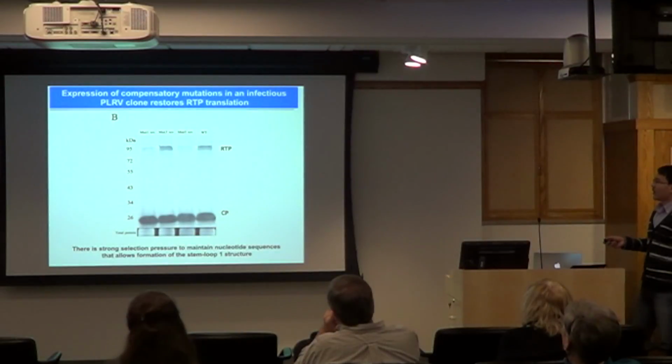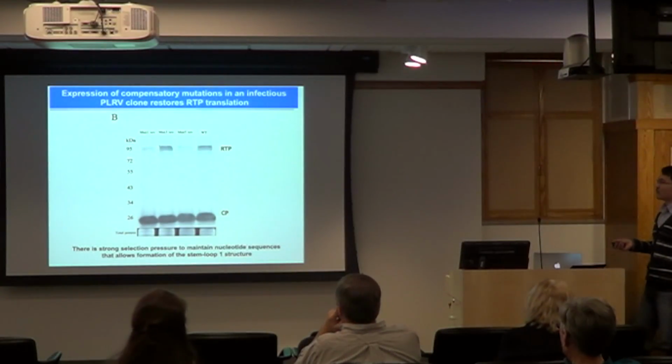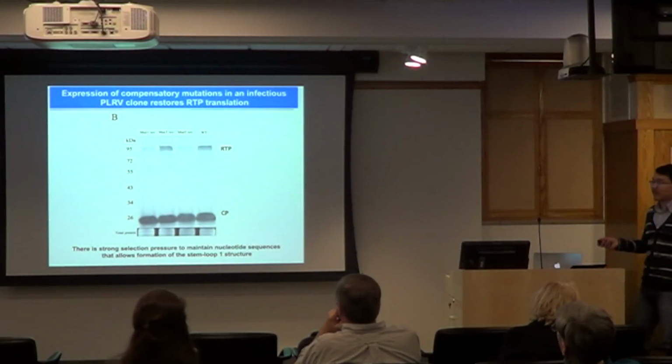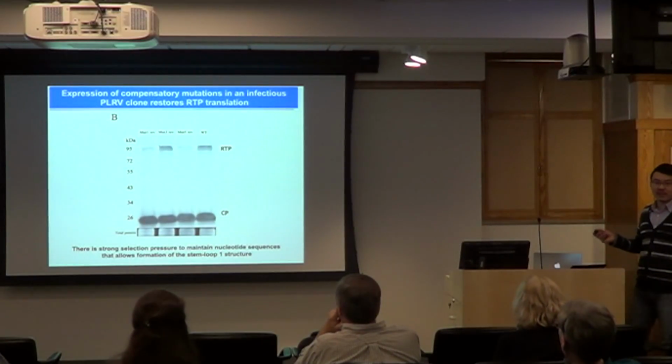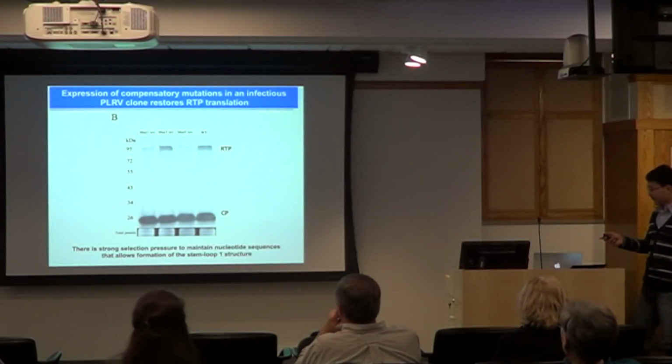We found that all the mutants can restore RTP translation, indicating that the W structure is very important for readthrough translation. And also, the structure is under very strong selective pressure to maintain the RTP translation.